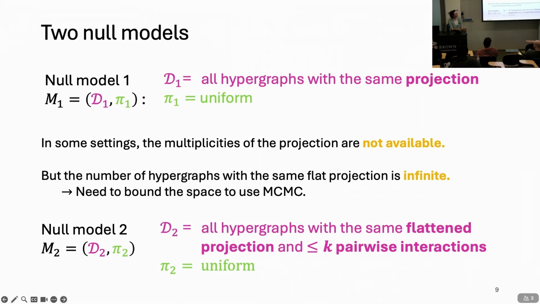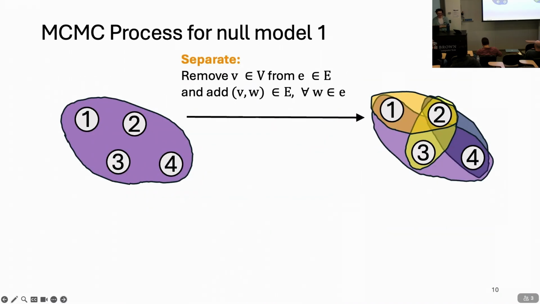Okay, so these are the two null models that we're mostly working with. I'm going to go through how the first one's MCMC process works, and then I'll talk a little more about applications. So we said we want to fix the projection. Anyways, we're going to have two moves to move between hypergraphs. The first is a move that I call separate.